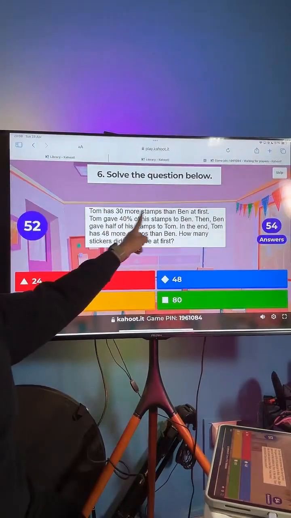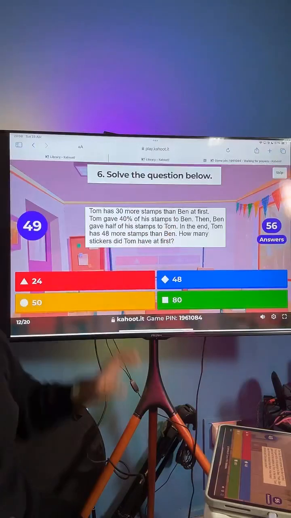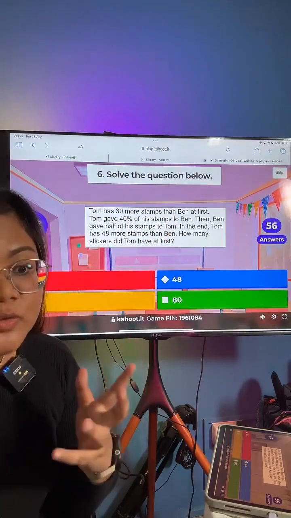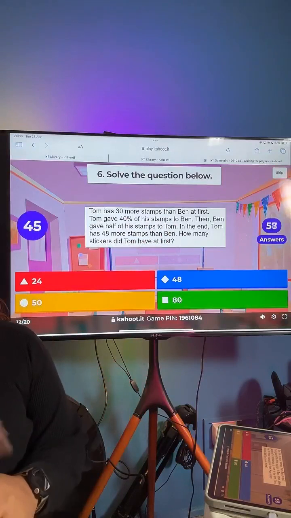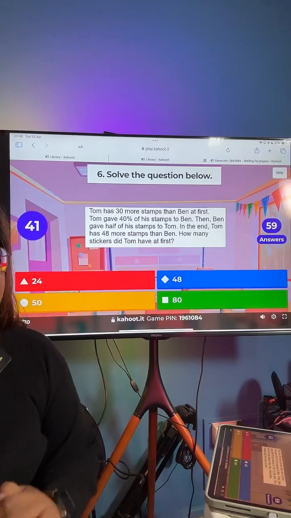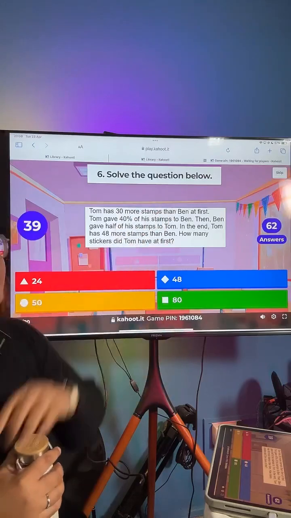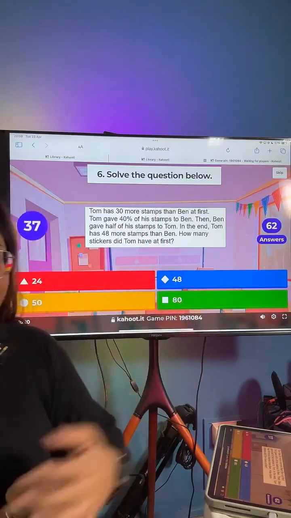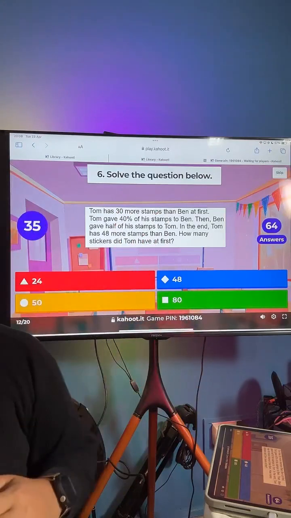Tom has 30 more than Ben at first. How can it be 24? Cannot be 24. Too small. Because Tom must have 30 more than Ben at first, so Tom must have more than 30 at first. Okay?